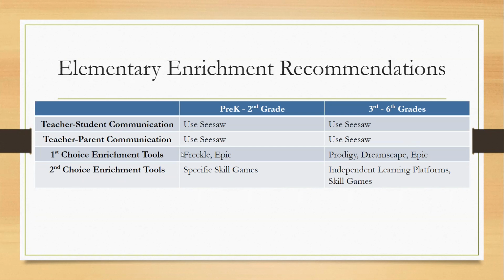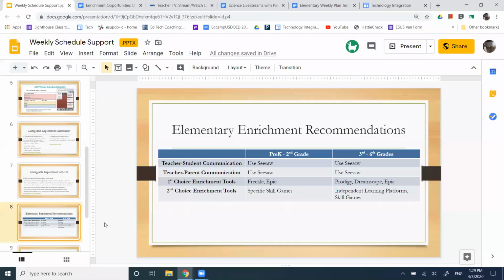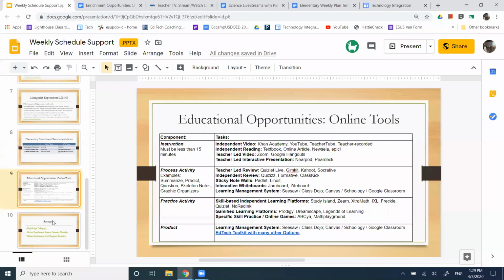If I were to identify in an elementary context, what are some of my top enrichment tools in the pre-K to 2nd grade, I'd say it's Freckle and Epic. We're going to see them in just a little bit. Then in 3rd through 6th, or maybe even down, Prodigy would go down to 1st grade. Dreamscapes claims it goes down to 2nd grade, but these are 2 amazing gamified independent learning platforms, and I'm going to show you them in just a little bit. We made it. We'll do those for the secondary.